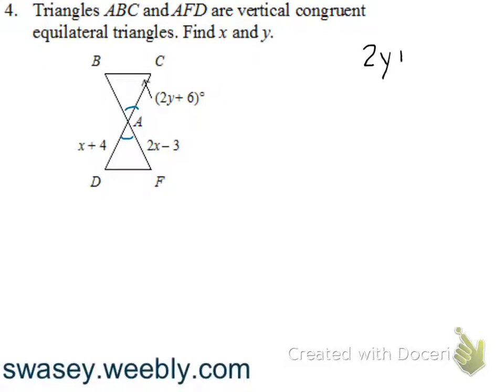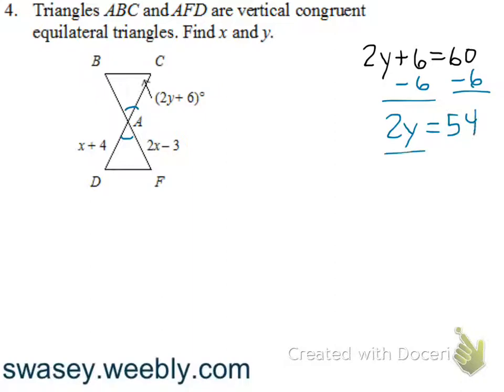So we can write 2y plus 6 equals 60. And we can solve that for y. So subtract 6 from each side, you get 54. And then to get rid of multiplying by 2, divide by 2. And so y is equal to 27.